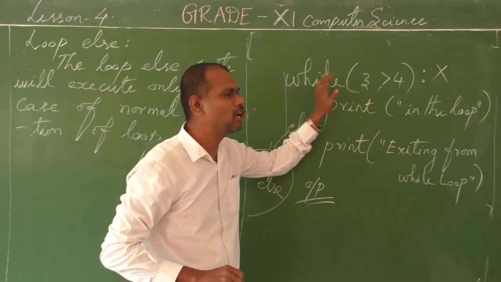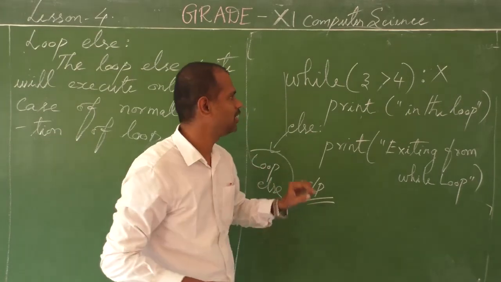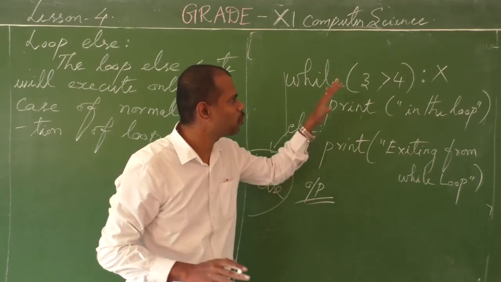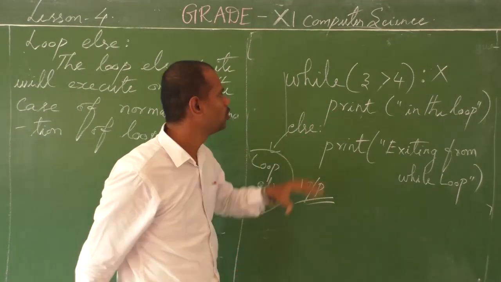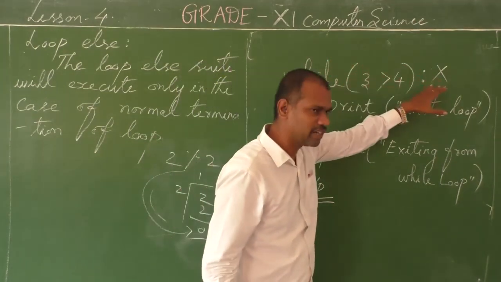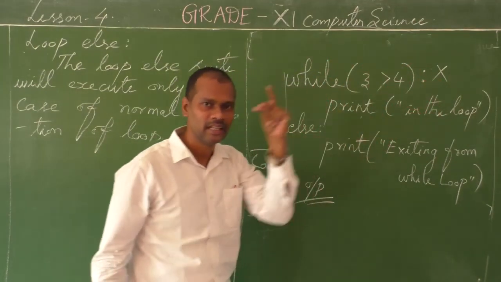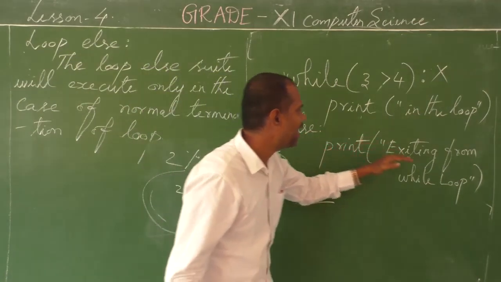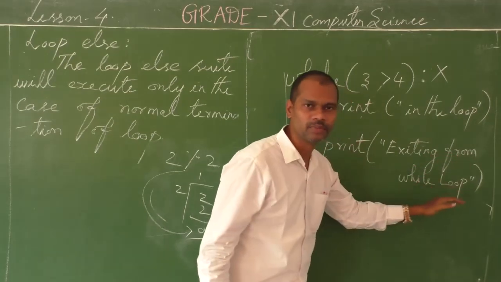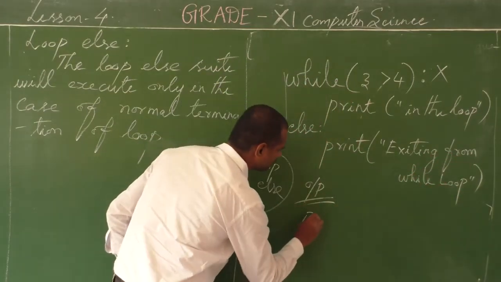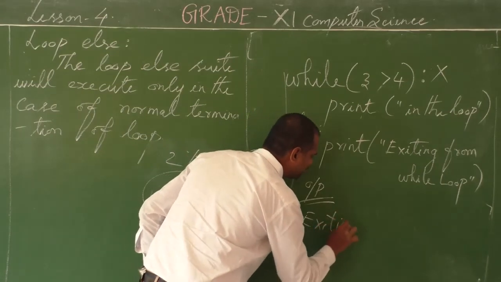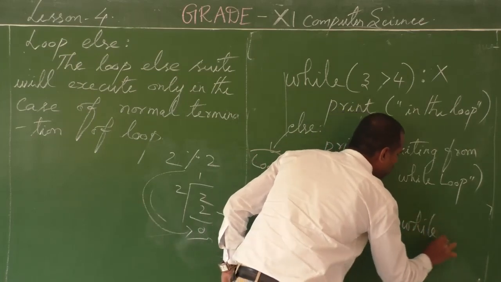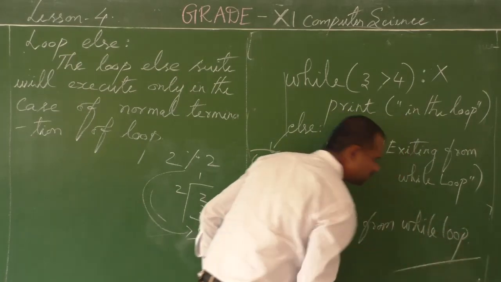Since this while loop is normally finished, since break did not execute, this while loop will be normally finished. Got it? Okay. When this while loop is normally finished, at that time, super, this else will be executed. Okay. So print exiting from while loop. That will be printed. What's the output? Exiting from while loop, and that's all, finished.